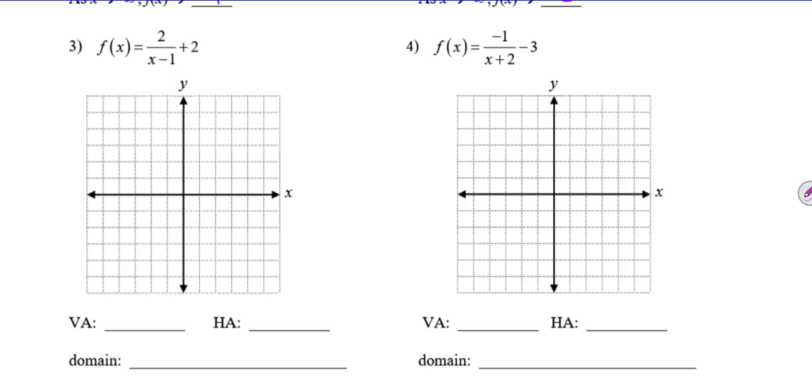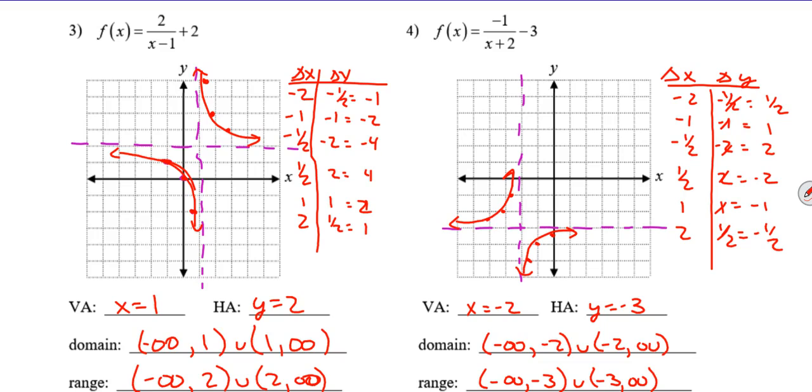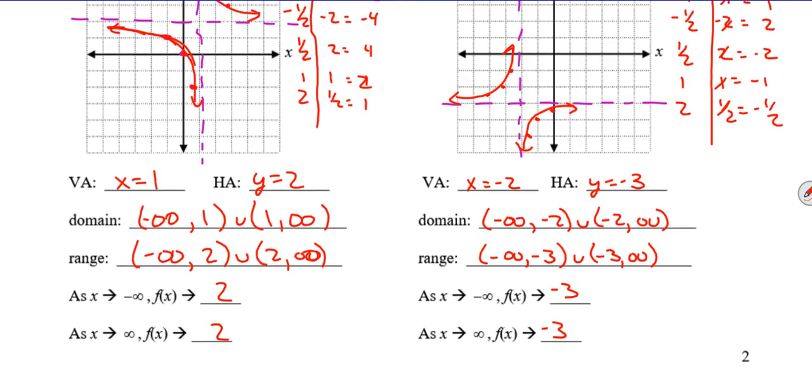So pause the video. Okay, so here are our 2 graphs. So you should at minimum have the asymptotes correct, and you should have the general direction and position of these graphs. The red lines should be approximately the right place, and the purple line should be correct as well. All right. And then here's the answers to the questions. Hopefully you got all of those correct as well.